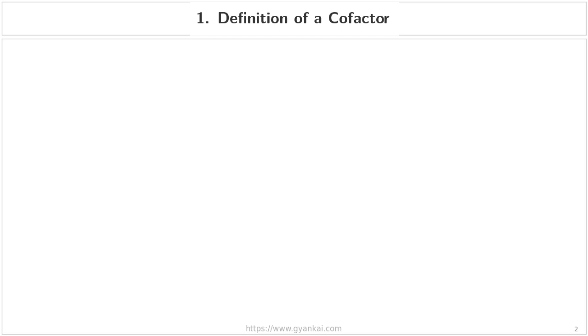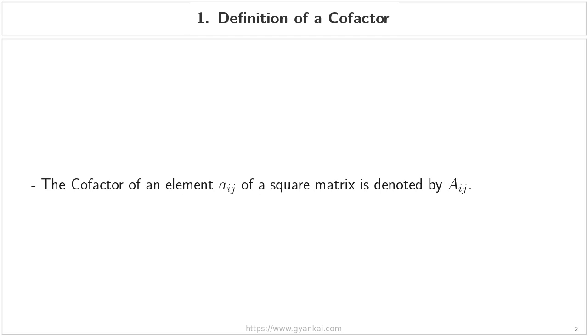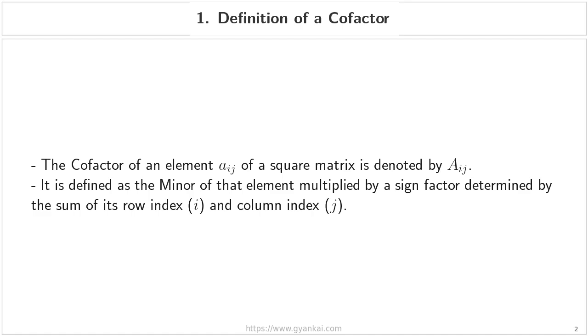One, definition of a cofactor. Now that we have established what a minor is, let's move on to the formal definition of a cofactor. If we take an element located at row i and column j of a square matrix, which we denote as a sub ij, the cofactor of that specific element is represented by a capital A with the same i and j subscripts. So, how do we actually calculate it?